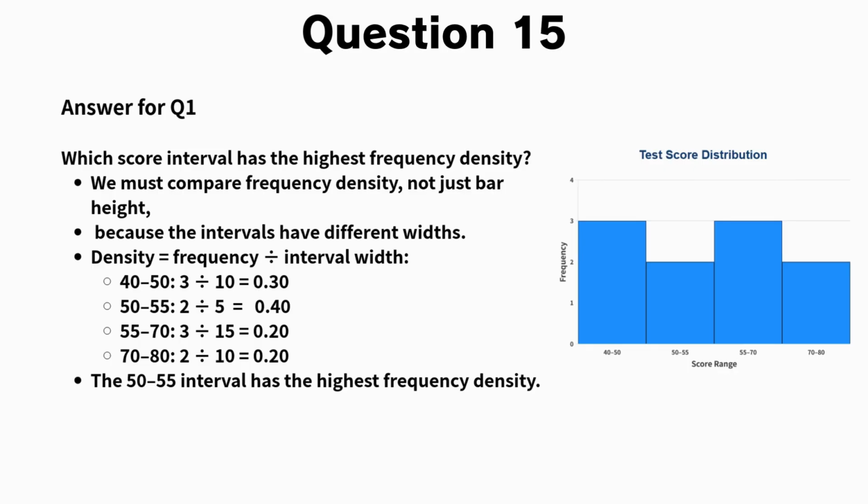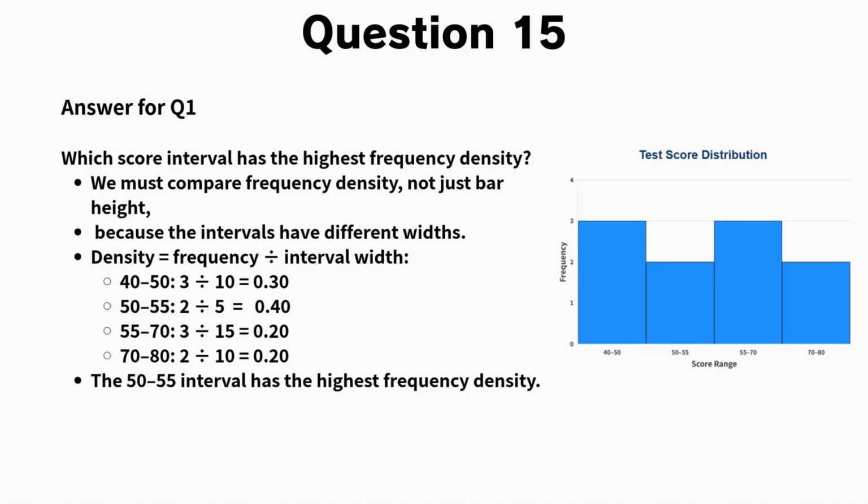Let's calculate each one. For the 40 to 50 interval, frequency is 3, width is 10, so density is 3 divided by 10, which equals 0.30. For the 50 to 55 interval, frequency is 2, width is 5, so density is 2 divided by 5, which equals 0.40. For the 55 to 70 interval, frequency is 3, width is 15, so density is 3 divided by 15, which equals 0.20. For the 70 to 80 interval, frequency is 2, width is 10, so density is 2 divided by 10, which equals 0.20.